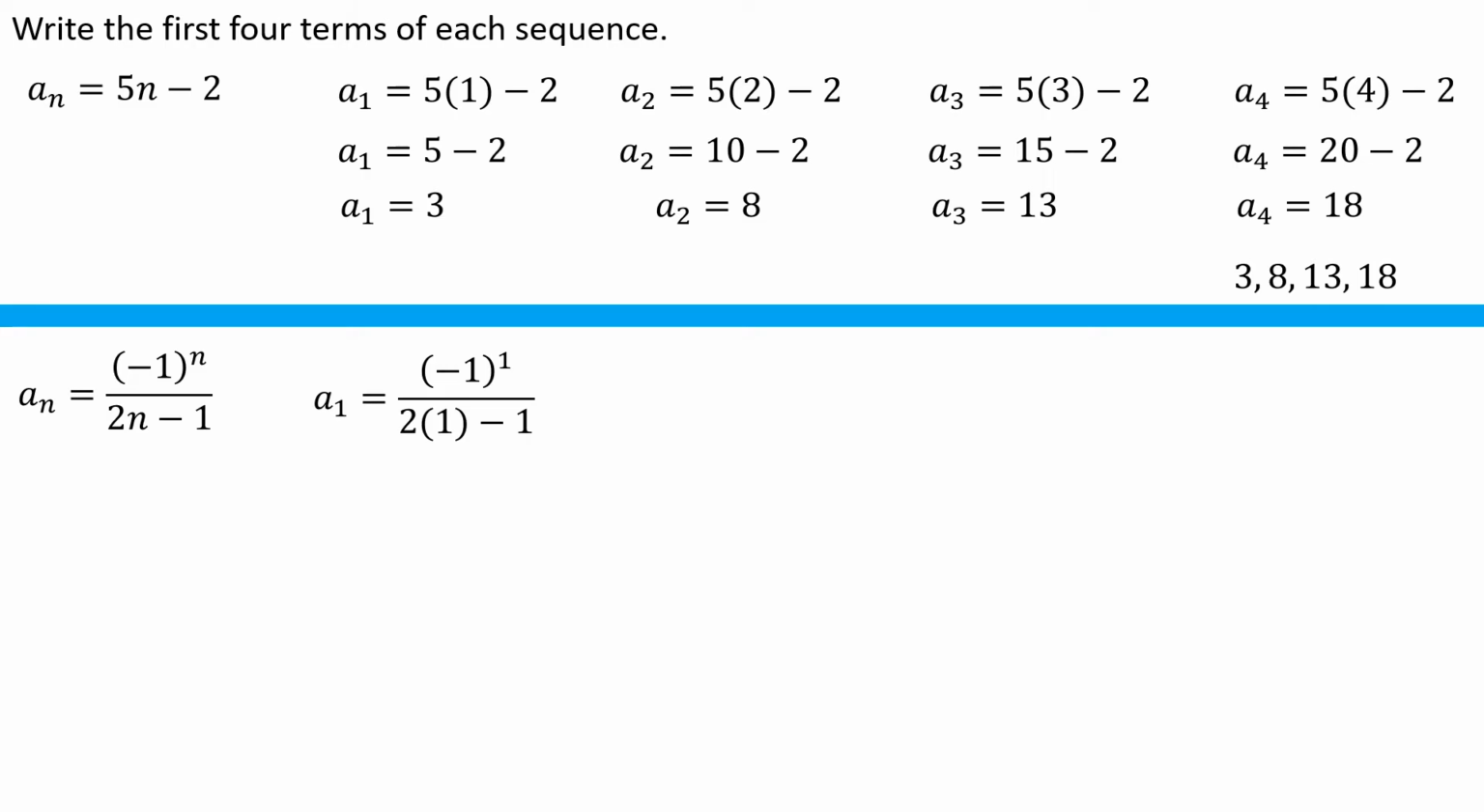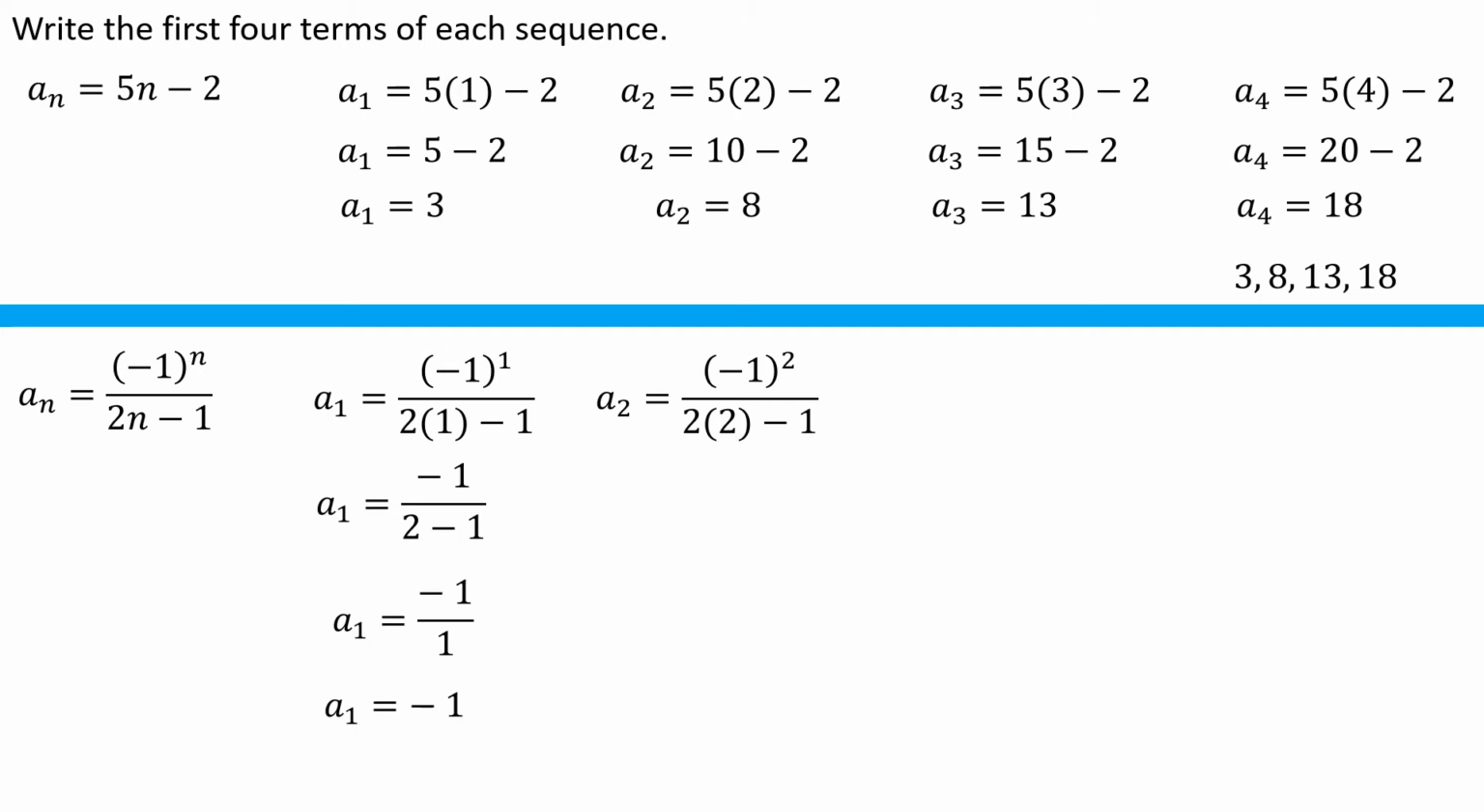So if I plug in the number 1, any place I see an n, I got to put a 1. Let's see, -1 to the first power, that's just -1. 2 times 1 is 2. 2 take away 1 is 1. -1 divided by 1. A lot of work just to get down to -1. So that's the first term.